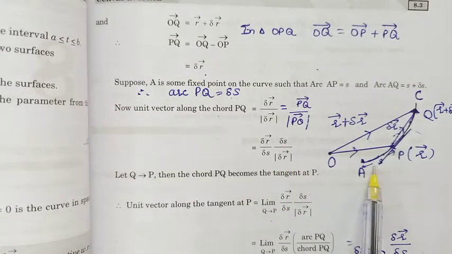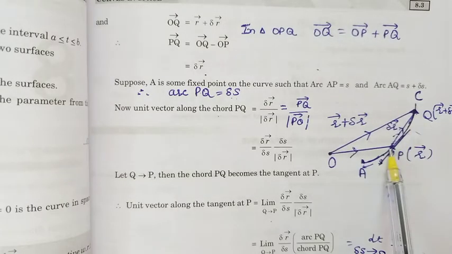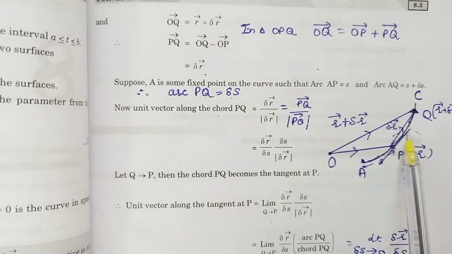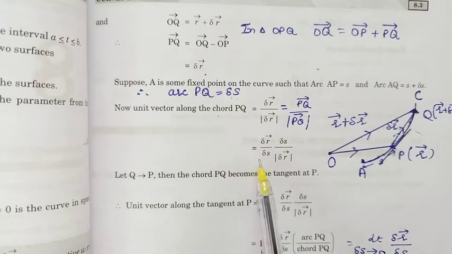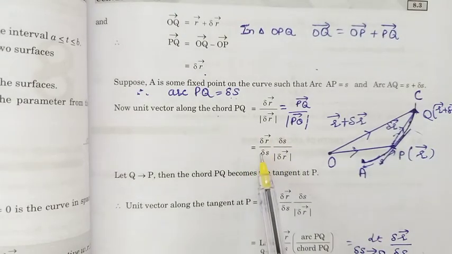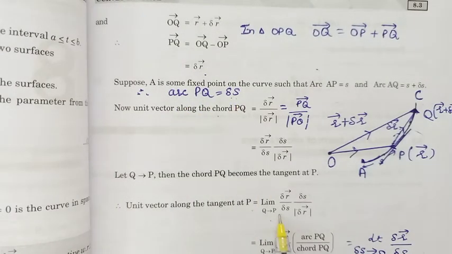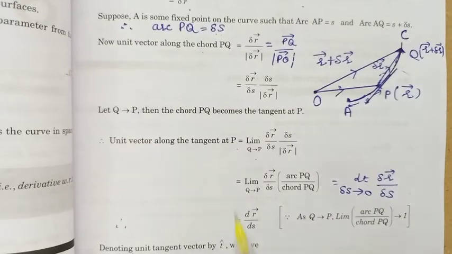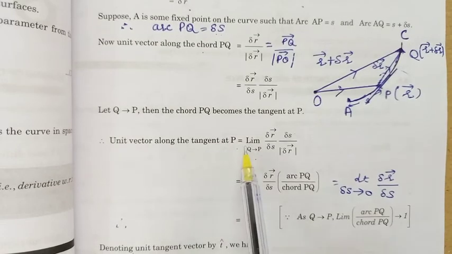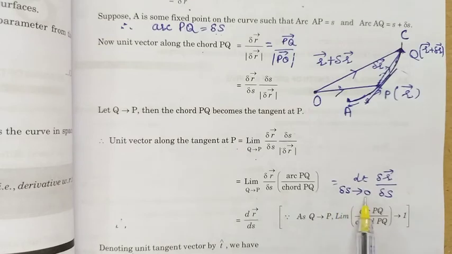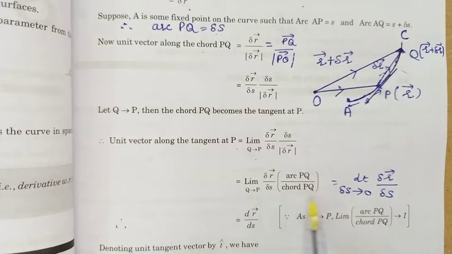Now, in the figure we can see that as the point Q approaches the point P, this chord PQ becomes a tangent at the point P. So, taking limits as Q approaches P, in this expression we will get the unit vector along the tangent at the point P. Because the arc PQ, that is delta S, approaches 0 as Q approaches P, we can find the unit vector along the tangent at P as limit delta S approaches 0 of delta R by delta S, because the ratio of chord to arc will become 1, as arc PQ and chord PQ become the same.